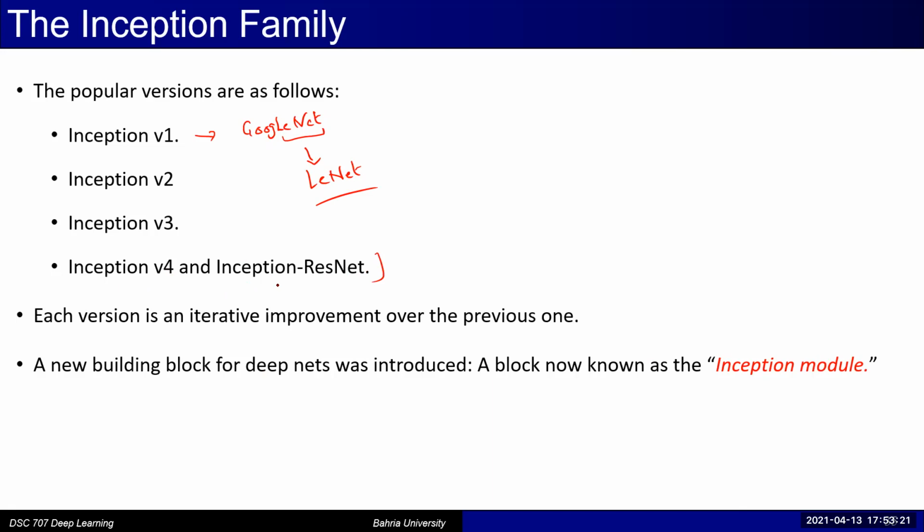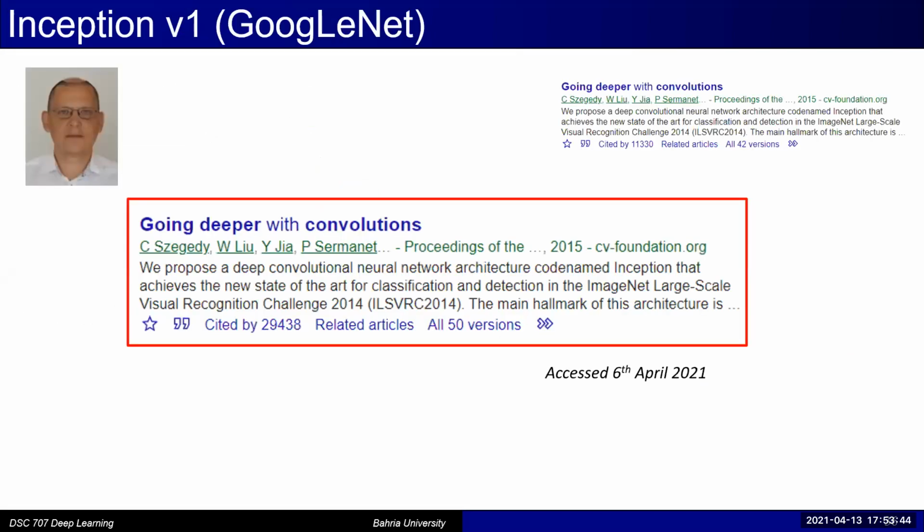So each version is an iterative improvement over the previous one, right? And what is common to these? Common to all of these is something called the Inception module, right? Rather than simply having a convolutional layer, now we'll introduce something called an Inception module, as I'll show you shortly, and we'll be repeating that module to make the network. So this is basically the paper for the first version of Inception, which is Inception V1 or GoogleNet, right? You can call it whatever you like.